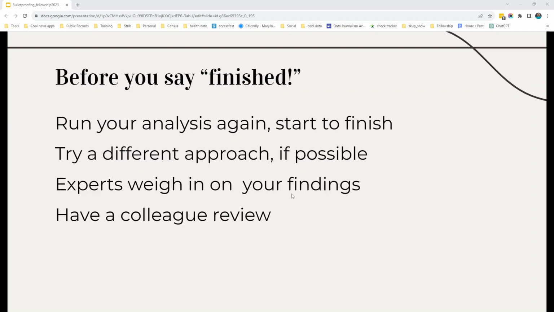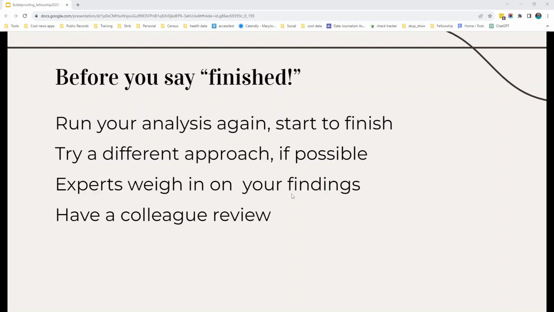Try not to look back at what you did before, but try to just pretend like you're starting from scratch, and you might discover things you missed the first time. Have those experts weigh in. I've said that a couple times now. I'm going to say it again. Make sure those experts and your sources are reviewing those findings. Ask a colleague to review it.